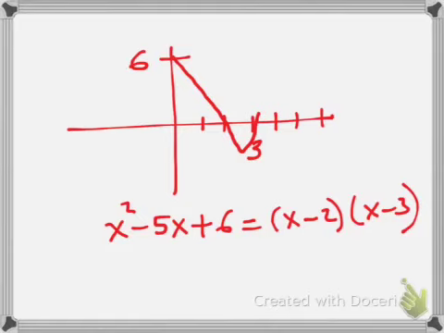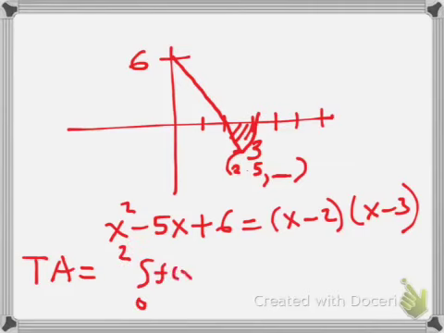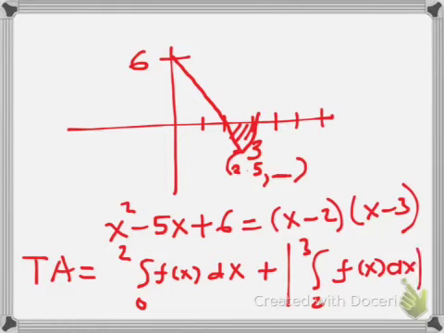It's positive until 2, and at 2.5 you have the vertex or the minimum. If you take the derivative, it's 2x minus 5, set equal to 0, it's 2.5. But it gets negative between 2 and 3, right? Now for the total area, it's 0 to 2, f of x dx, plus 2 to 3 with the absolute value of f of x dx. 0 to 2 is the same, and for 2 to 3 you have to put the absolute value because it's under the x-axis.